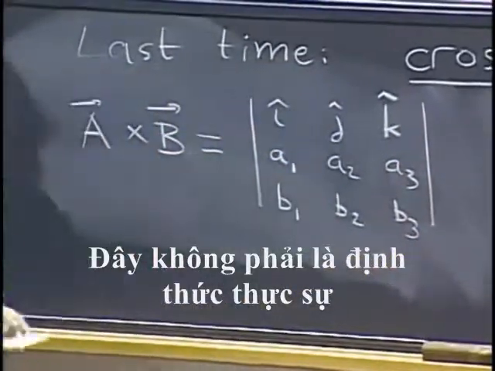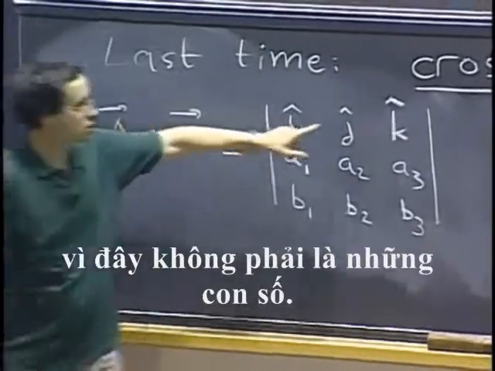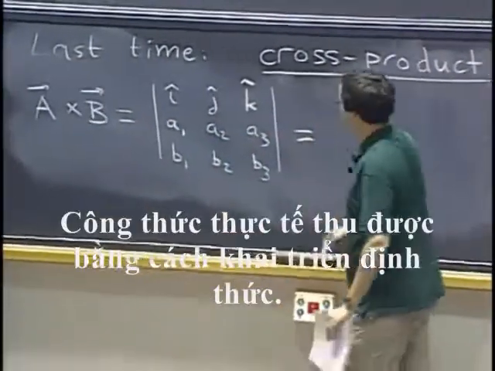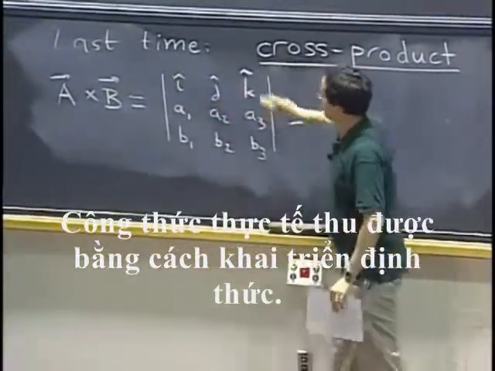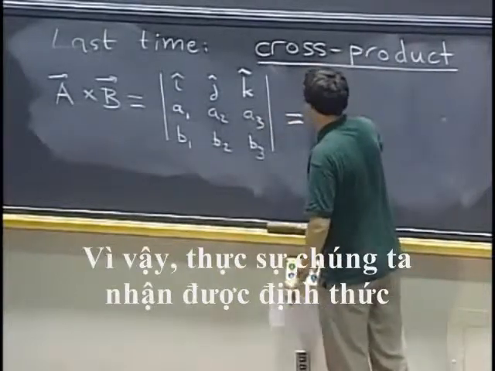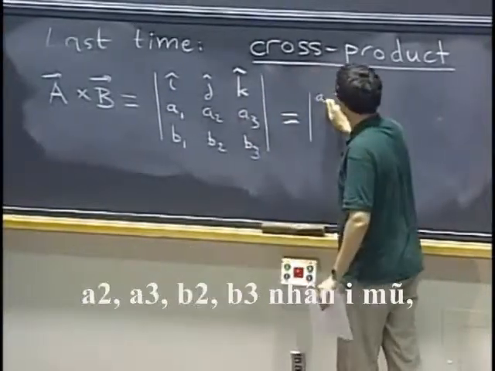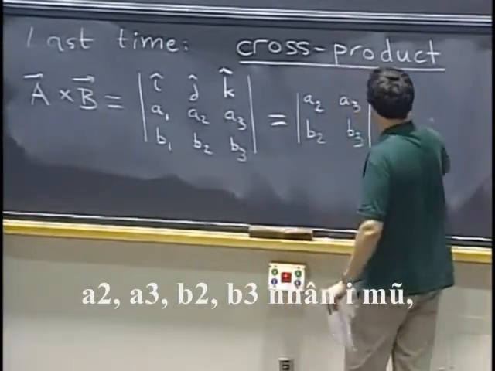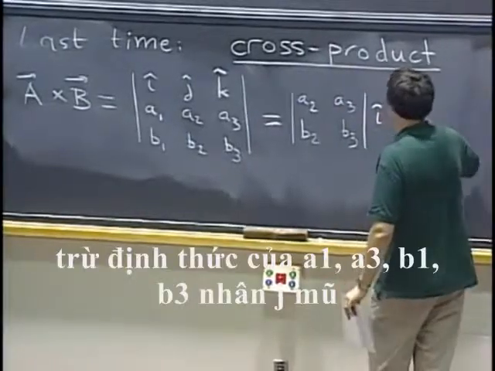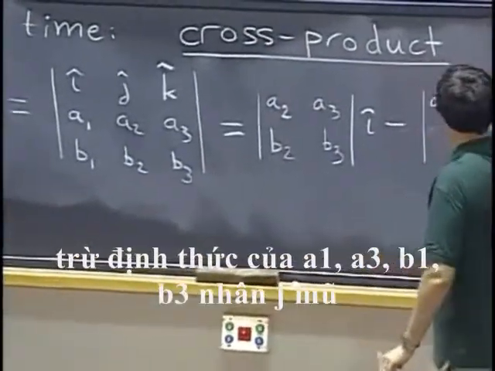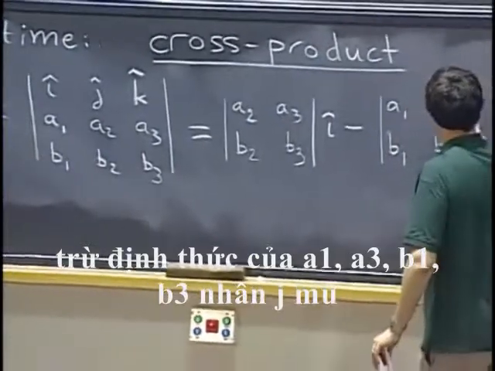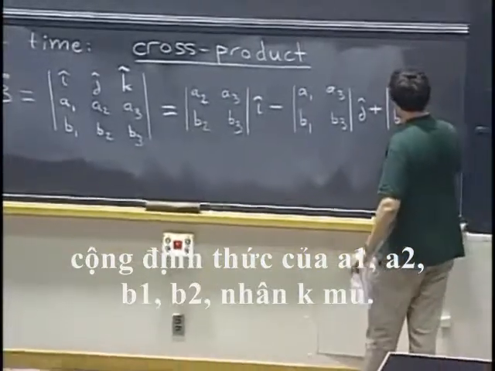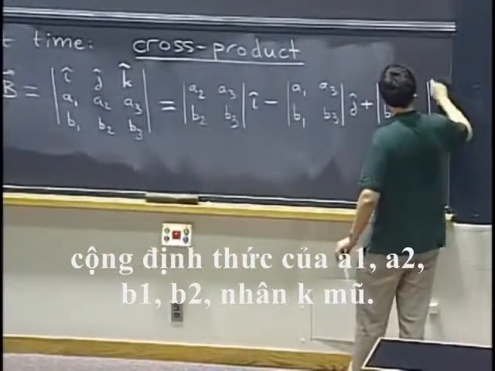And this is not an actual determinant because these are not numbers, but it's a symbolic notation to remember what the actual formula is. And the actual formula is obtained by expanding the determinant. So we have this smaller determinant, A2, A3, B2, B3 times i hat, minus determinant of A1, A3, B1, B3 times j hat, plus determinant of A1, A2, B1, B2 times k hat.